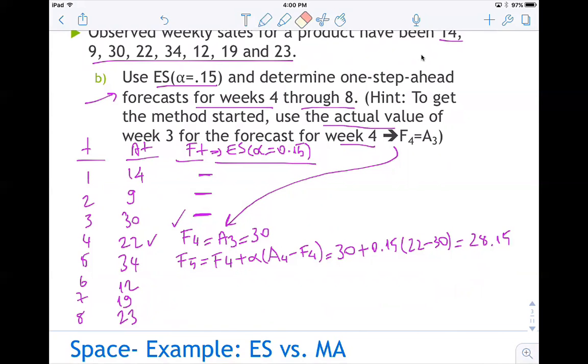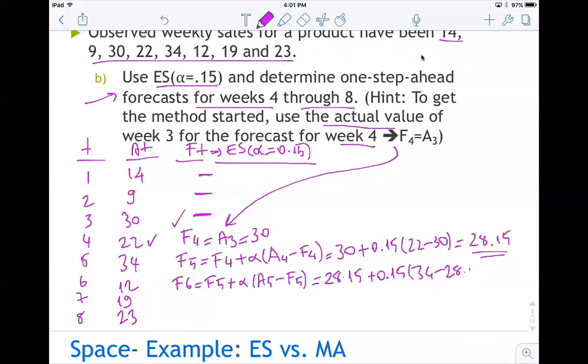So for week 6, I need F5 plus my alpha times A5 minus F5. F5 is right here, I just calculated it. My alpha is 0.15 and my A5 is 34 minus, again, 28.15. That should give me 26.98.